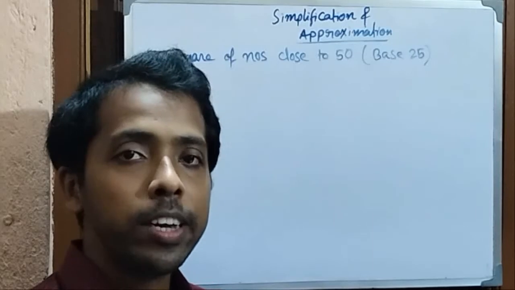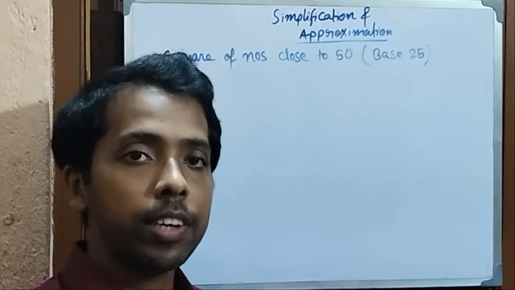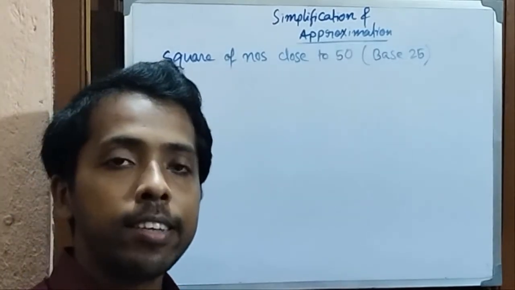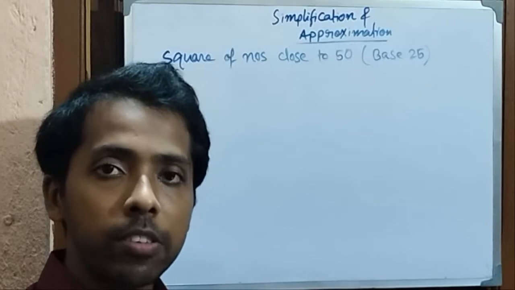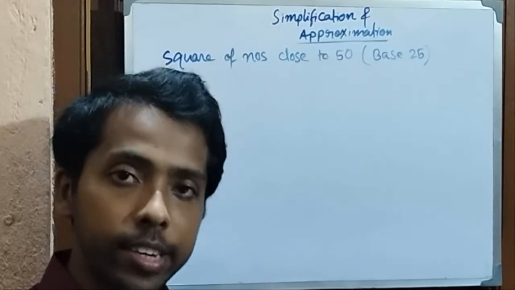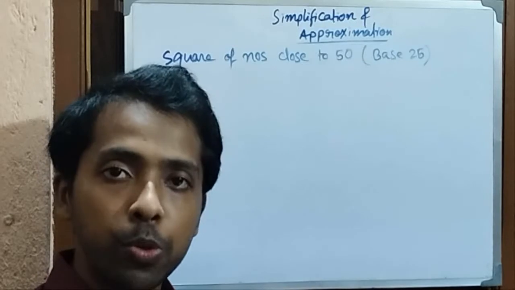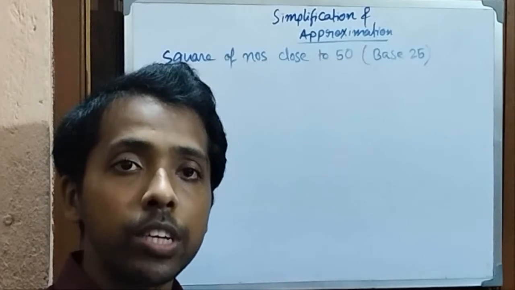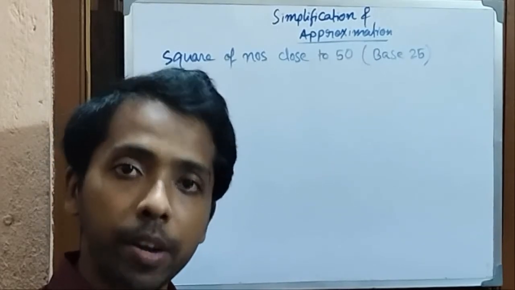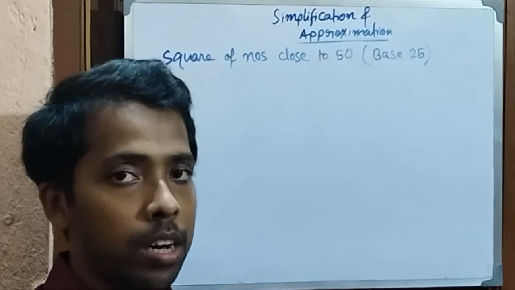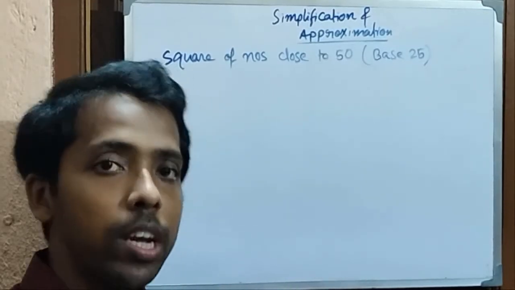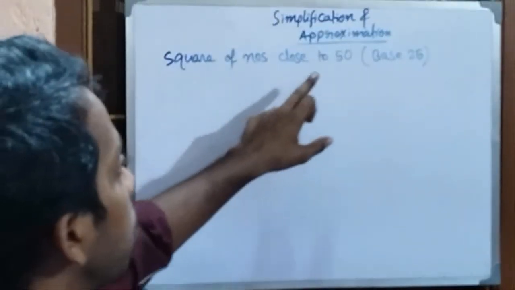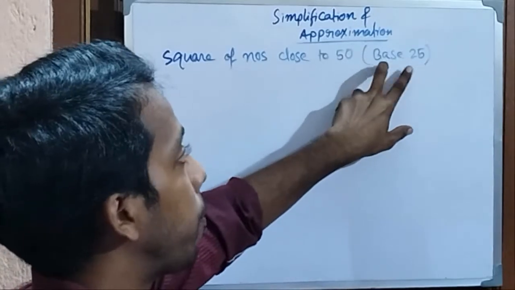Hi all, today is the second session of simplification and approximation, and today we will discuss some techniques related to squares of numbers close to 50, squares of numbers close to 100, and square root and cube root of perfect numbers, or finding out these squares and cubes of perfect numbers. This is the basic stuff, and later we move on to the approximation part. Okay, so first of all, the squares of numbers close to 50, in which the base should be 25.